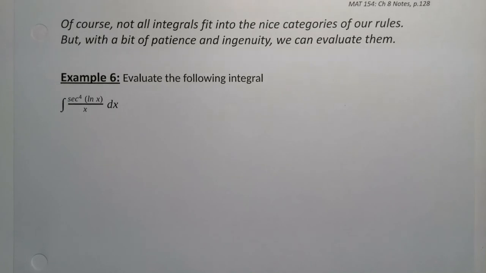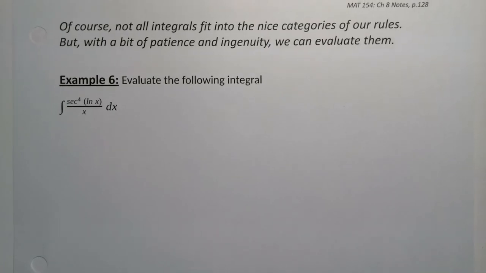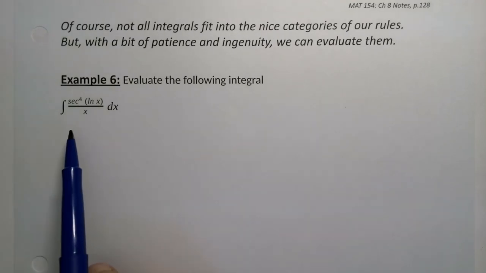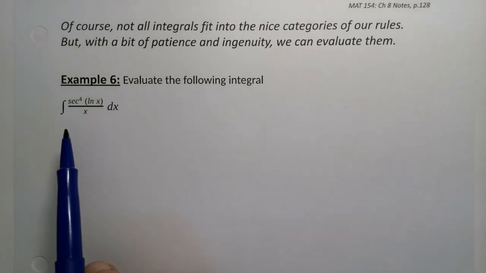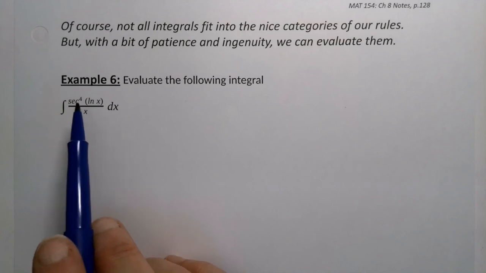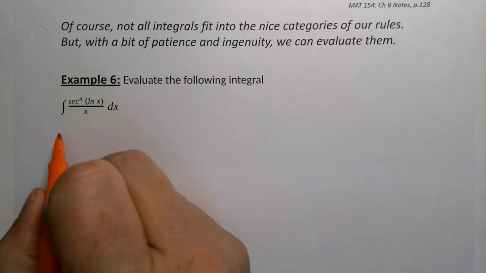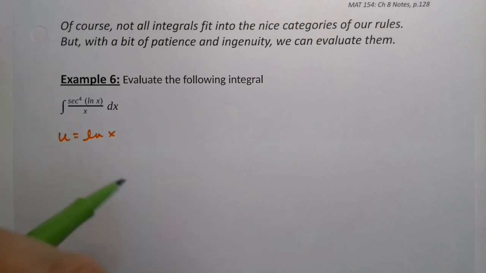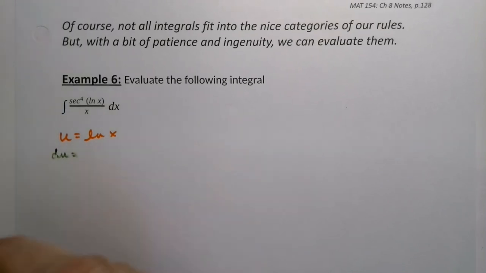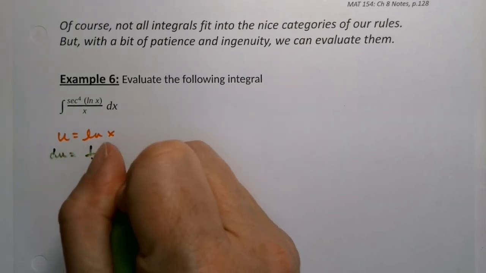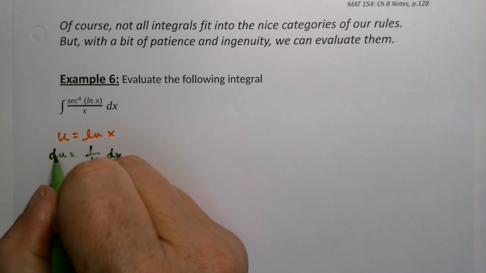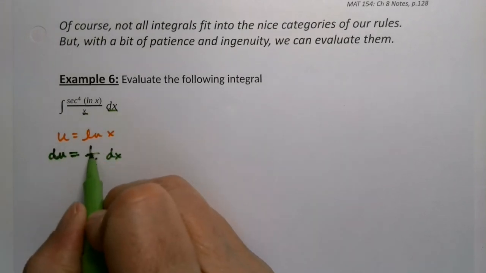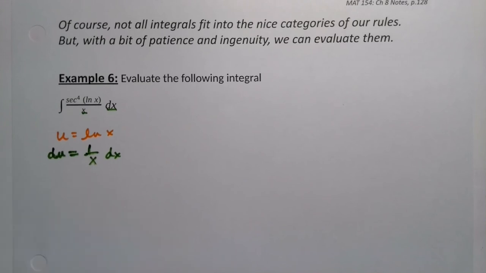Of course, not all integrals fit into the nice categories of rules, but with patience and ingenuity, we can evaluate them. So let's look at this particular example, because this isn't quite what those formulas are talking about, but it's very close. If we let u be equal to the natural log of x, then du would be 1 over x dx, which would be this piece and this piece, right? All right, well then let's rewrite it.